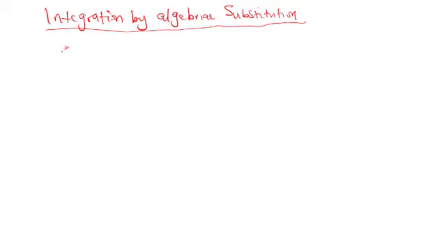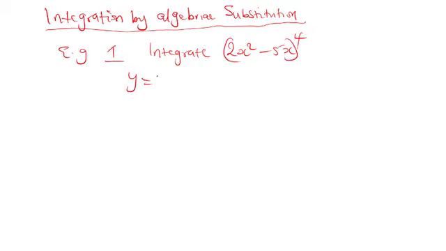So for example, let's do example number 1. Let's apply it here. If you're asked to integrate 2x squared minus 5x all raised to the power 4, what will you do at this point? The first thing you have to do is, you know, this is your y equal to (2x squared minus 5x) raised to the power 4.